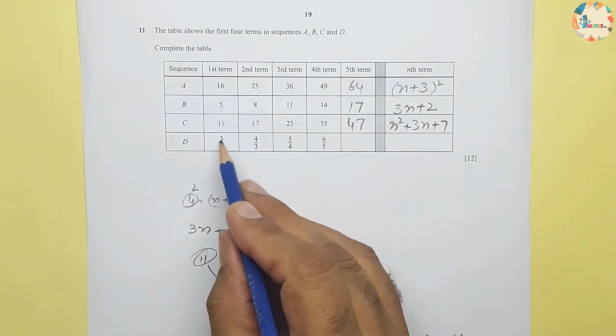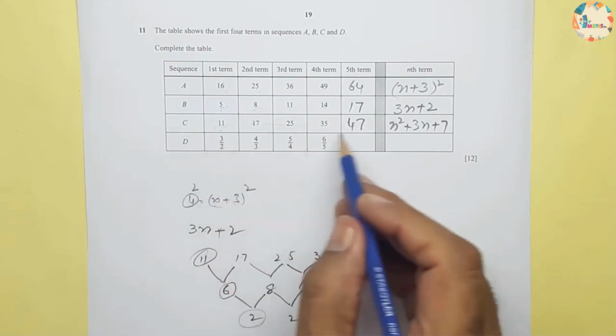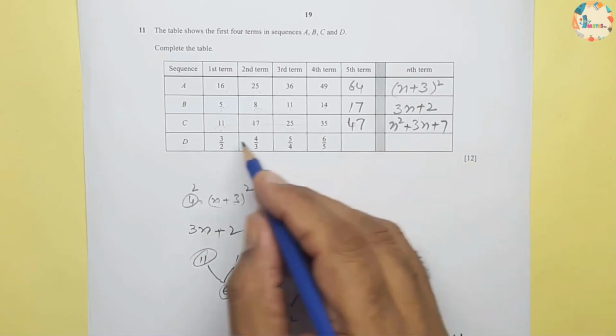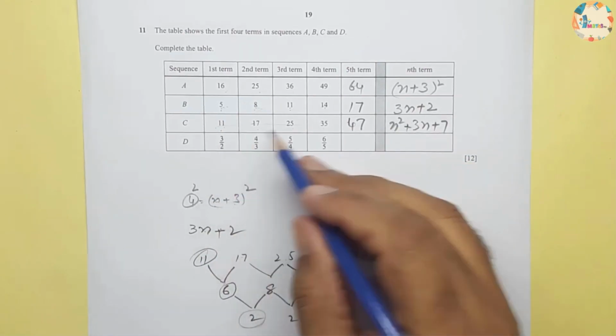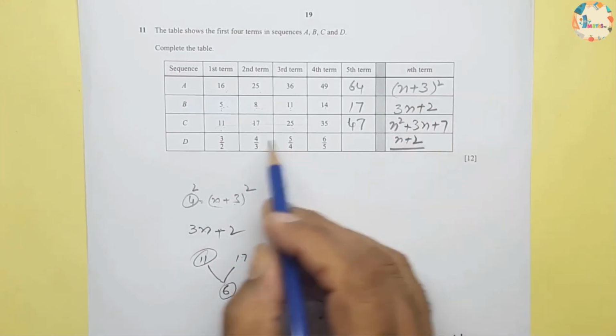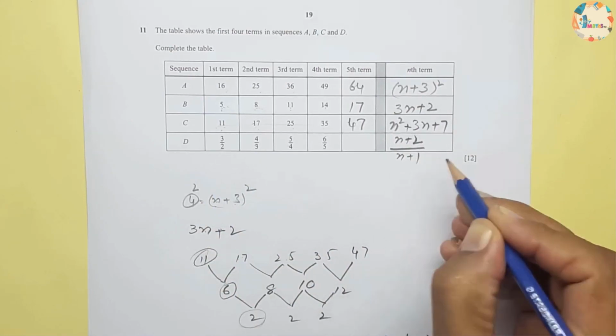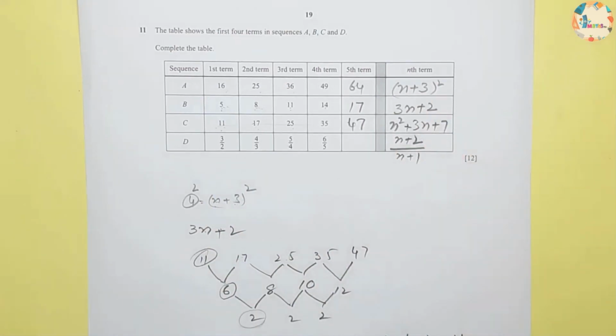For this one, it is 3, 4, 5, 6. It is easier. For the numerator, we can write n plus 2. This is the first term, which is 3. So n plus 2 divided by this will be n plus 1. So we can write n plus 1. This will be our general formula for this question.